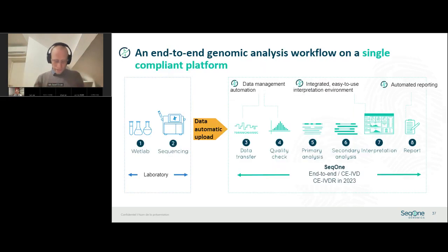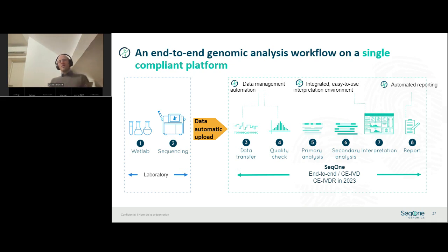So I work at SeqOne Genomics, where we develop a platform to analyze genomic data. We assume that the wet lab and the sequencing are done in the lab, and then the SeqOne platform handles everything from data transfer to the automatic generation of the report, typically a PDF report. And we provide a compliant CE-IVD platform, which should be CE-IVD-R this year.